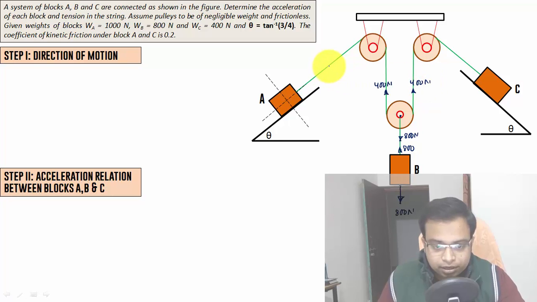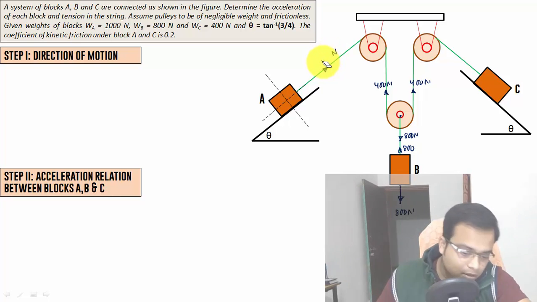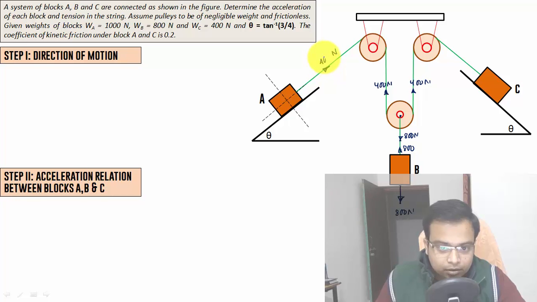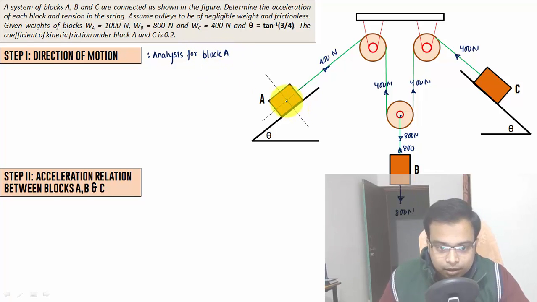Since everything is in static equilibrium, the tension developed in the string will not be 800, rather it's 400 precisely, and here also it's going to be 400 newtons. So what we'll do is carry out an analysis for block A.